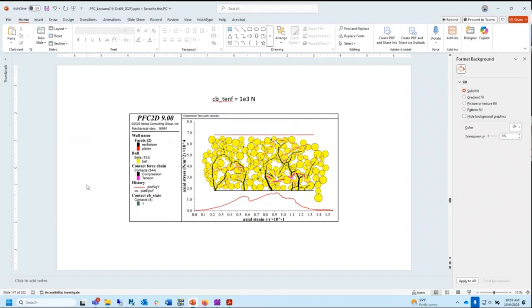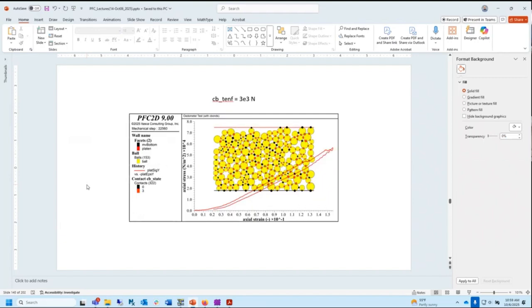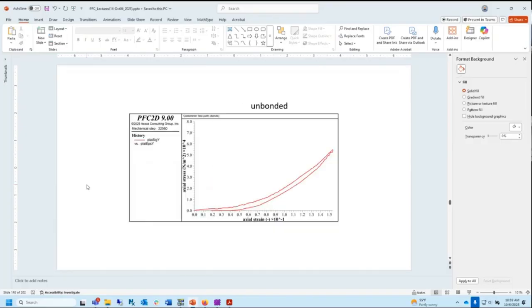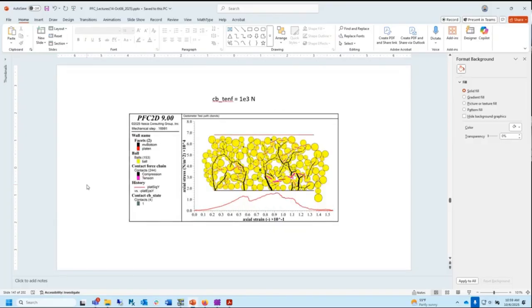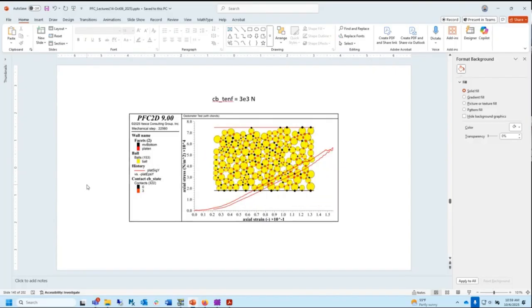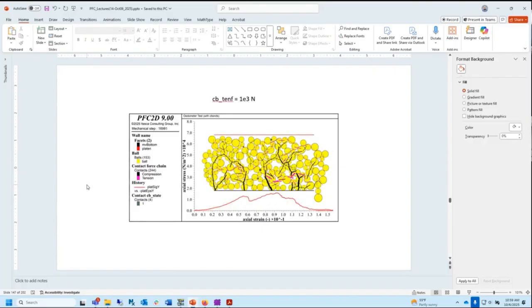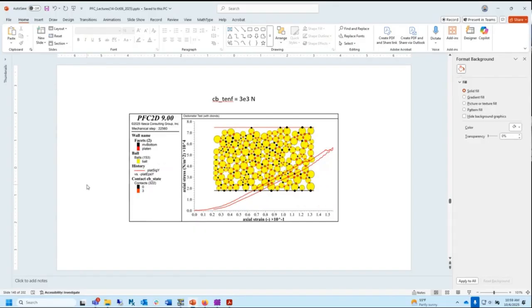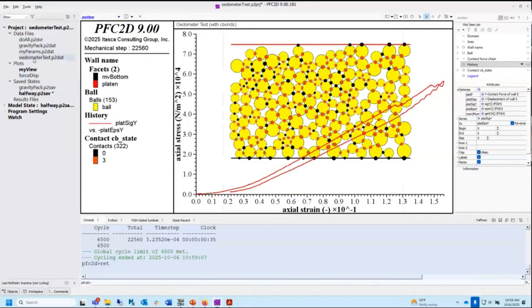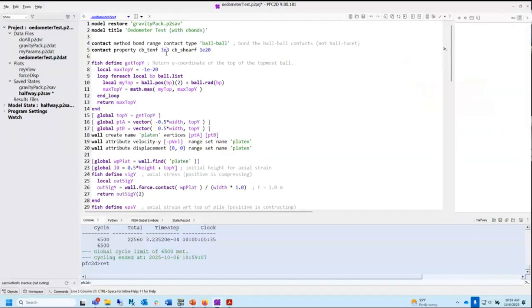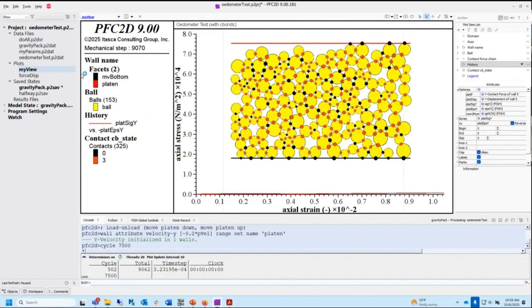1e to the 3. Some guys broke. Nobody broke, but it's still stronger. What's going on? Oh, because this broke. It's weaker. Nobody broke there. So it's just going up. So let's do 2e to the 3. How does that sound? 1e to the 3 is super weak. Let's do 2e to the 3.